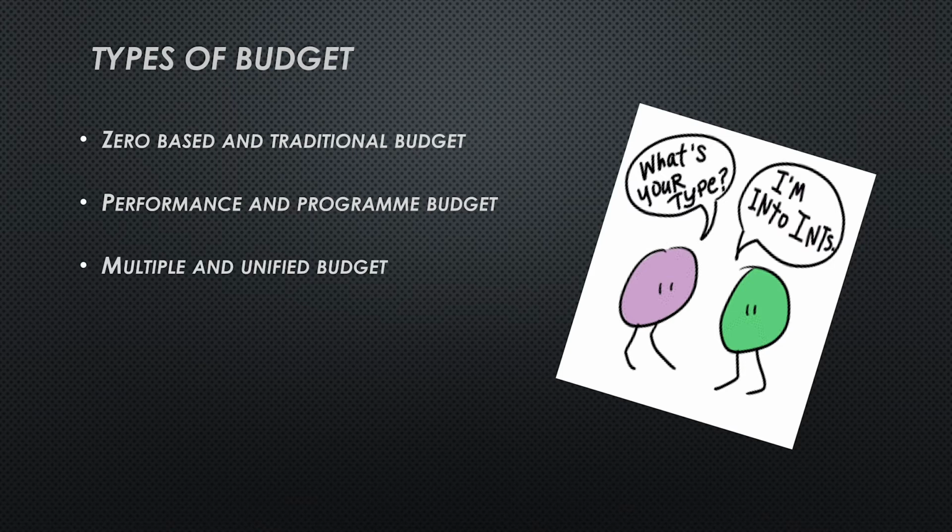Next is multiple and unified budgeting. Here, to understand this, we'll take the example of India. Earlier, India was following multiple budgets, wherein they were having a different budget for railway and a different budget for the general category. But now we follow a unified budget, wherein we have a single budget which includes receipts from all sources and outflows for all the programs of the government. Majority of the countries follow a unified budget.